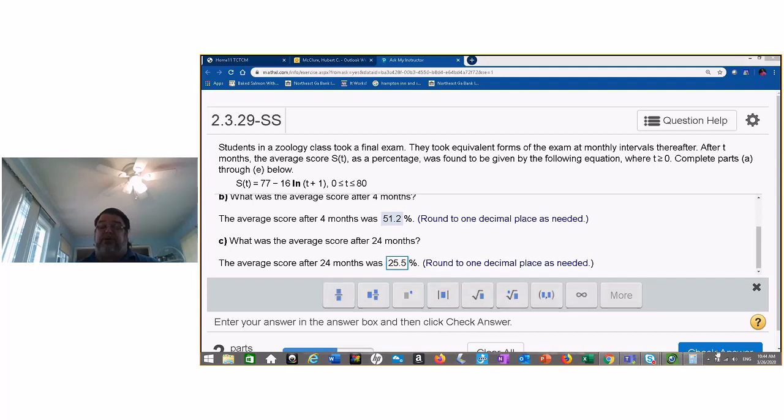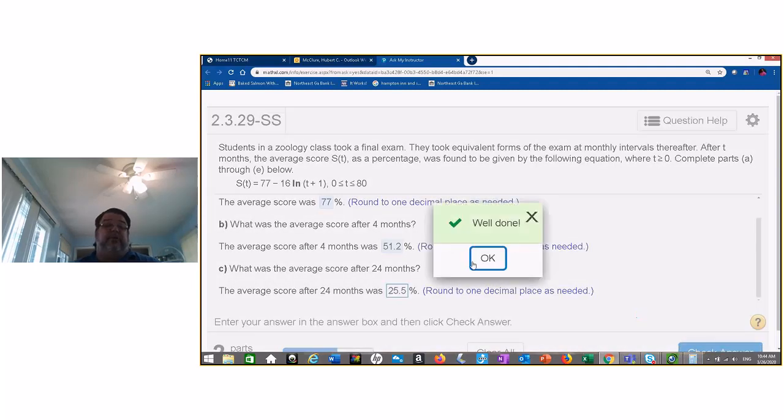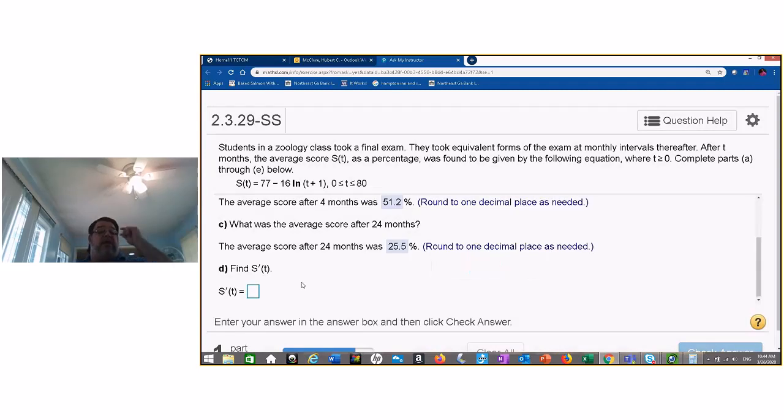And now they're going to ask you to find S of T. So B is equal to 51.2 and C is equal to 25.5 at S of 4 and at S of 24. So you plug in 0, you plug in 4, and you plug in 24.